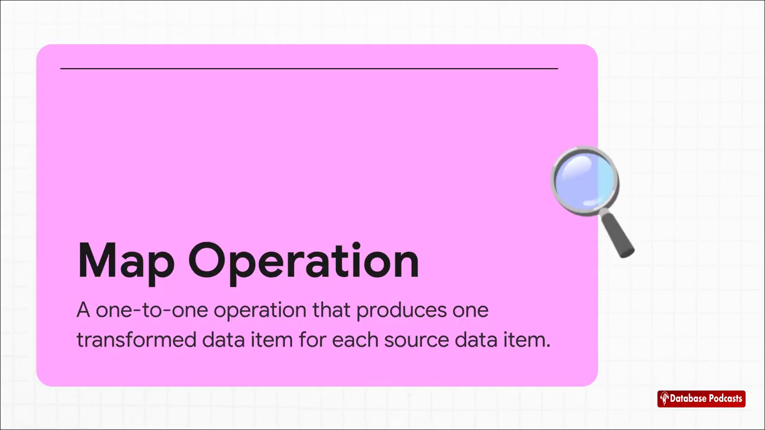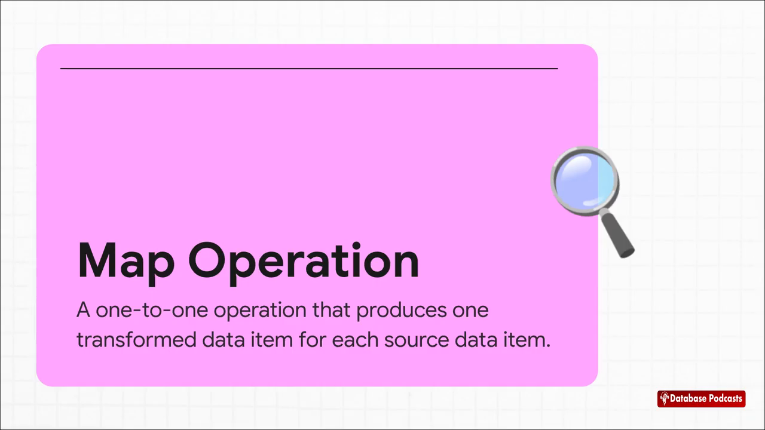I want you to just picture a transformation assembly line for your data. You take one item, you do something to it. Maybe you change its format, pull out a specific piece of information, or check if it meets some condition, and then you output one single, new, transformed item. For every one thing that goes in, one thing comes out. It's a clean, one-to-one transformation.